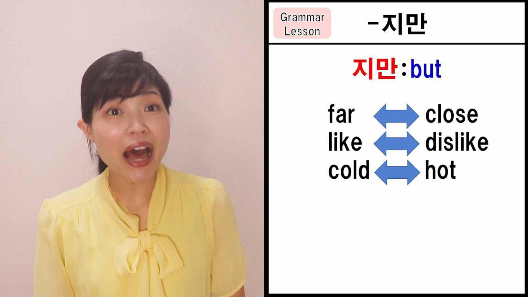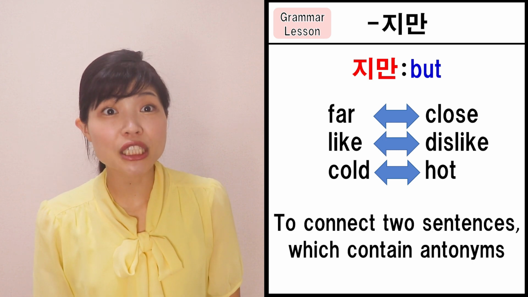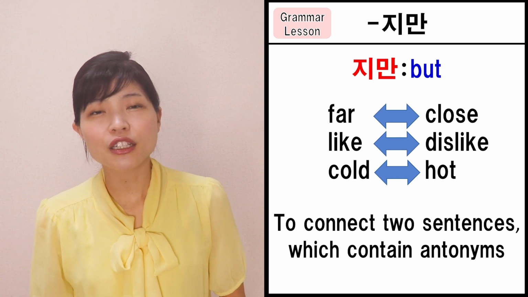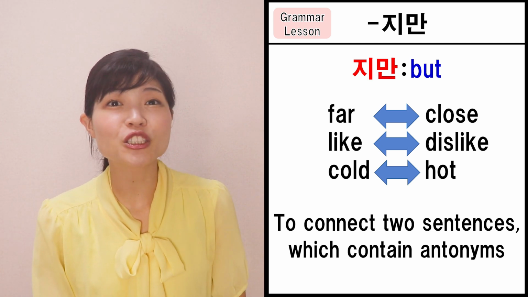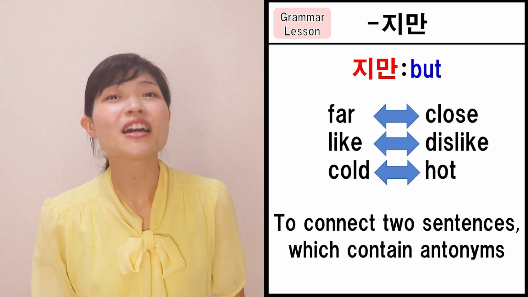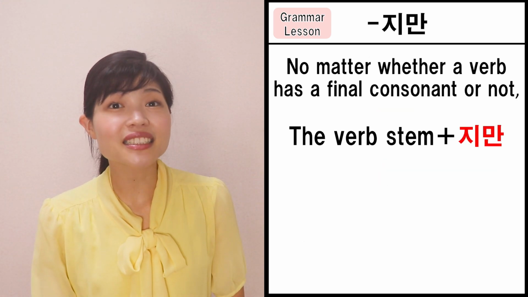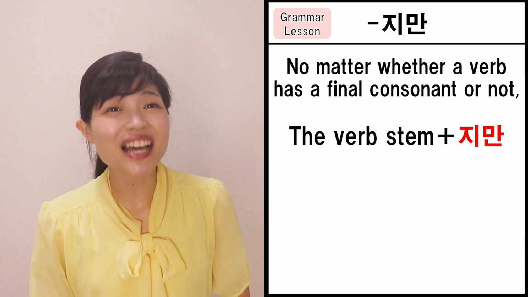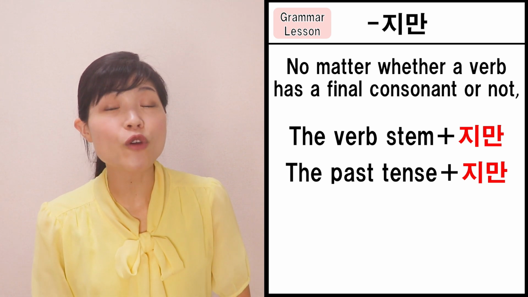Usually you use 지만, but to connect two sentences which contain antonyms such as far, close, like, dislike, cold, hot. Okay? I'm telling this here because you are going to learn similar connectors which have similar meanings, but or although, from now on. This grammar is easy to make. Just add 지만 to the verb stem no matter whether a verb stem has a final consonant or not. For the past tense, just add 지만 to the past tense of a verb stem.